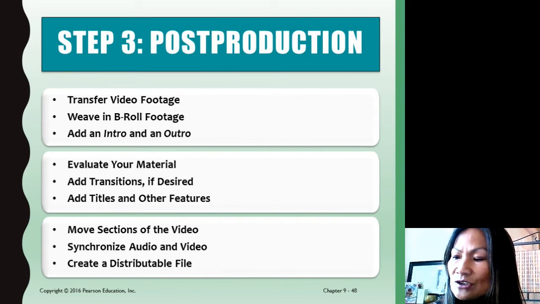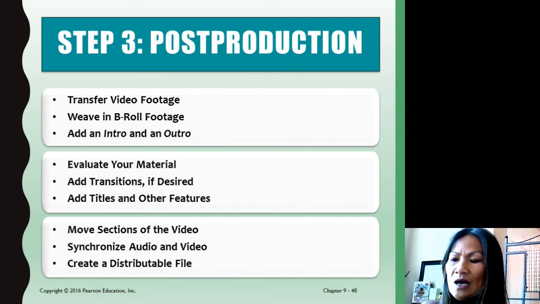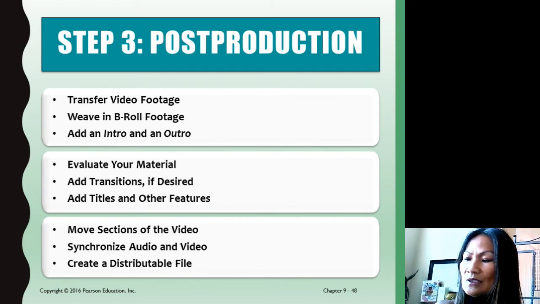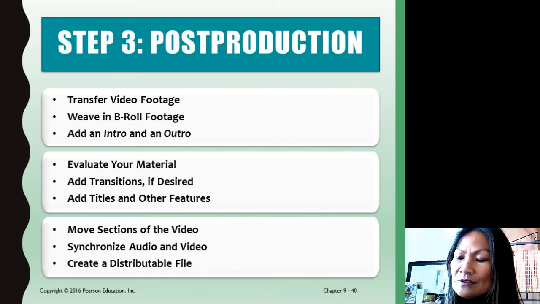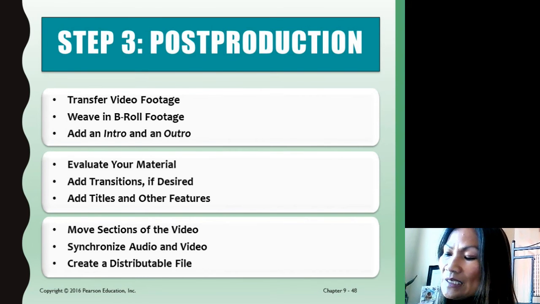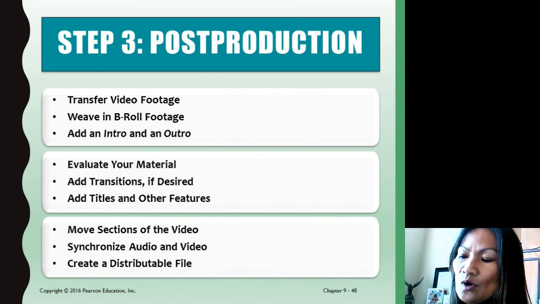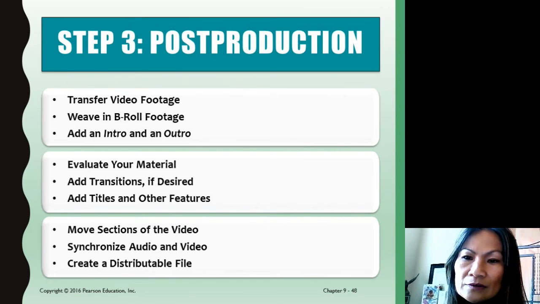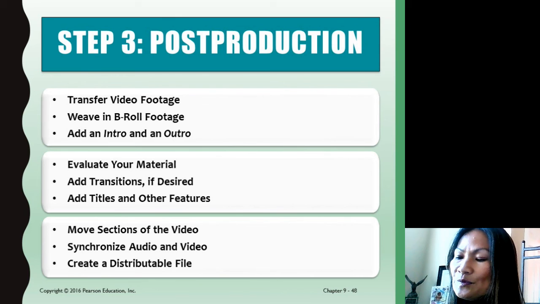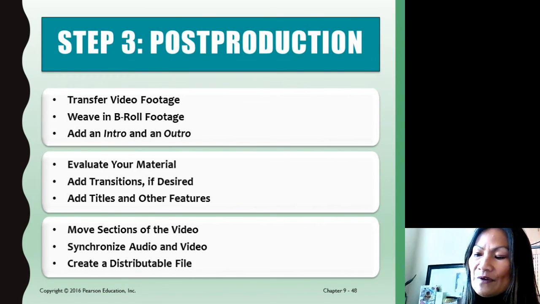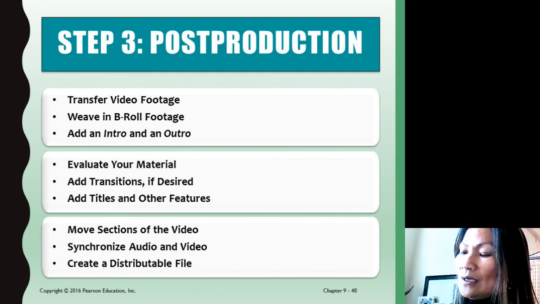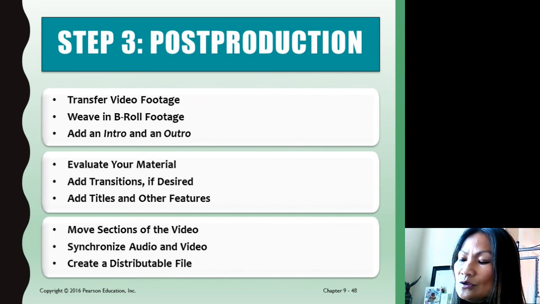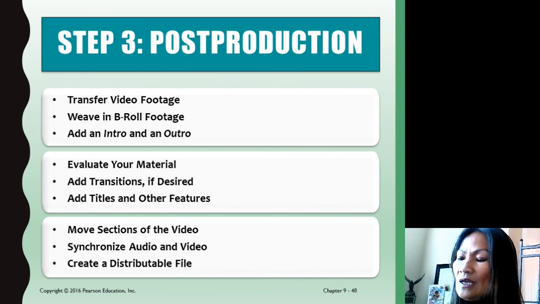And post-production. During post-production, interesting, high-quality videos come to life as you use editing software to weave your main footage and B-roll footage into a seamless show and enhance it with music, titles, and other elements. The next three slides provide a general overview of post-production, where you transfer video footage to your computer, load it into the editing software, and evaluate your material, identifying the shots you want to keep and those you want to delete. You use cut and paste to move sections of video around as needed and put the story in the desired order.